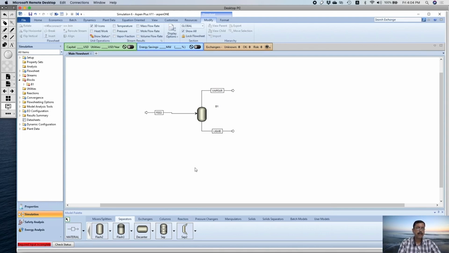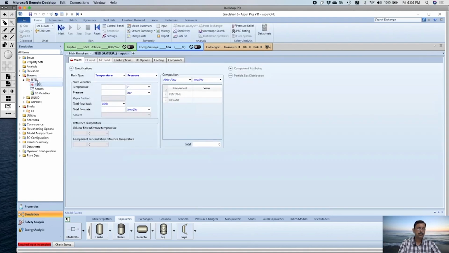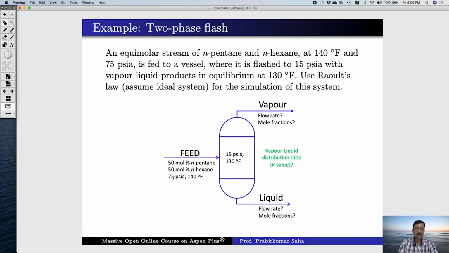Now, again you press next. It has gone to streams, streams feed input. Now it is asking for input. So what is the feed condition? As we know, the feed condition is 50 mole percent N-pentane, 50 mole percent N-hexane, 75 psia pressure and 140 degree Fahrenheit temperature.